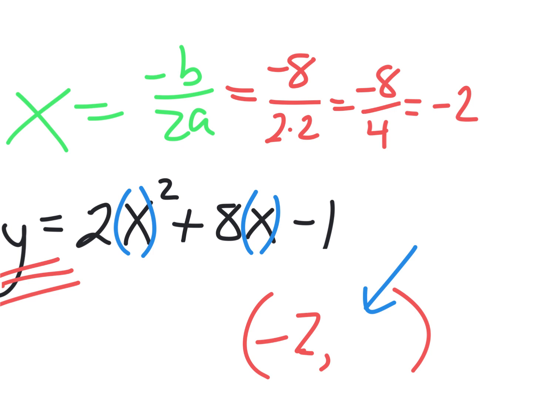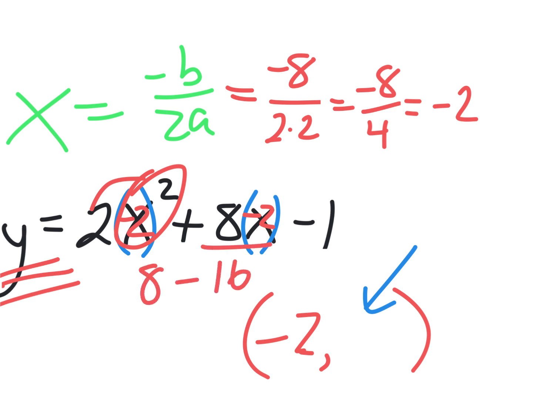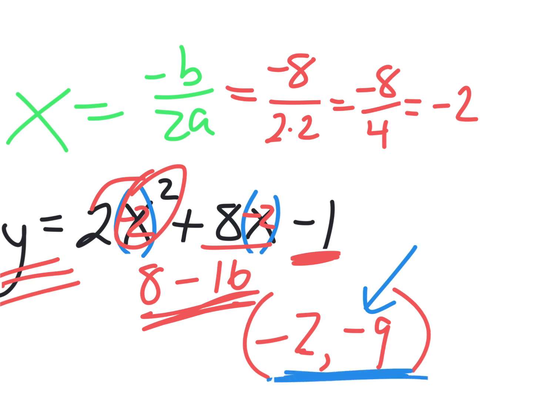Okay, so negative 2 goes in. And that's right here and right here. And then that's 4 times 2 is 8. And that's negative 16. Remember me saying they're always opposites? It's weird, but it's true. So then putting them together gives me negative 8 minus 1 more, negative 9. Negative 2, negative 9. Who had that one right? Cool. You now know how to find the vertex of any parabola.